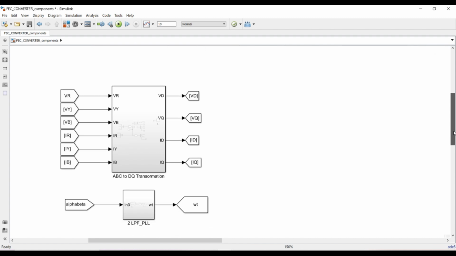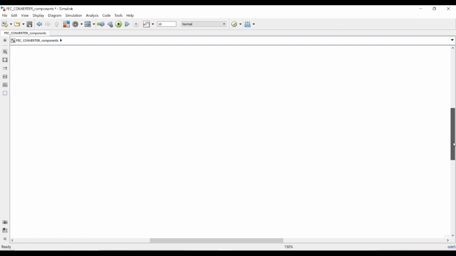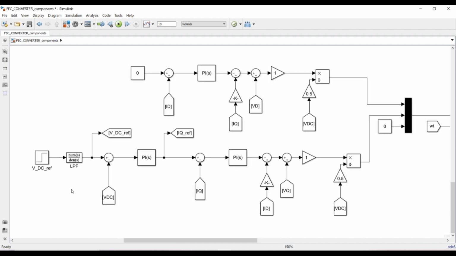Now here nothing to change. Now only in the controller block we will change those values. Yes, this is the controller block. So first we will change this value in the Q axis. So this is the PI controller of the voltage loop.